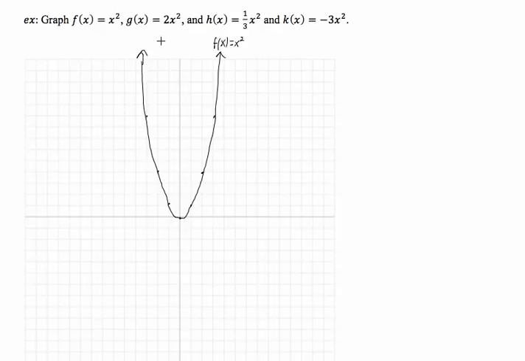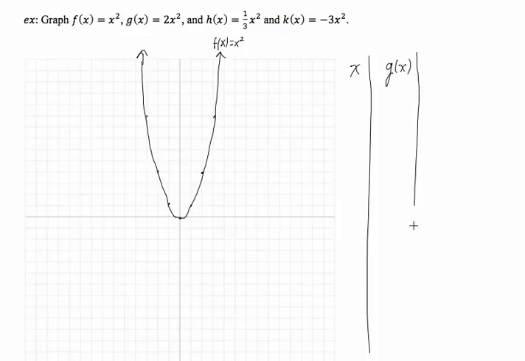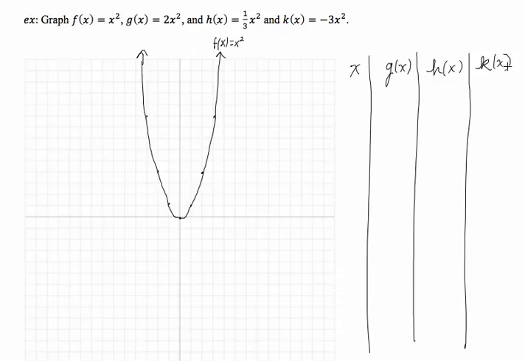Now let's plot g, h, and k. So we have 3 functions to plot this time. Okay, let's color code this. Let's do g in orange, we'll do h in blue, and we'll do k in pink.